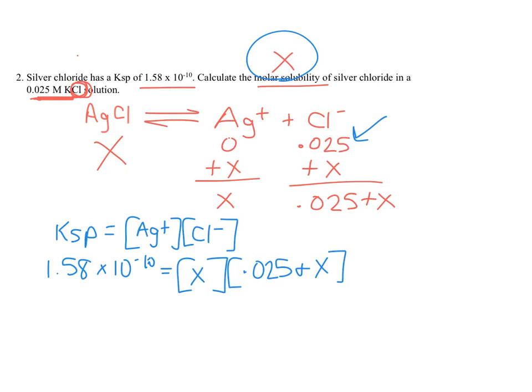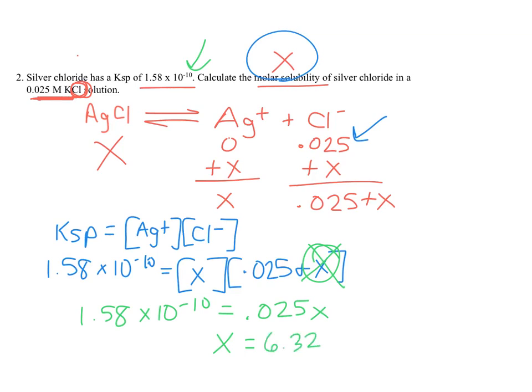Now, if I keep it like this, it's going to give me a quadratic equation when I distribute my X through. But remember that when I have a K value that is times 10 to the negative 5th or smaller, I can cross out any X variables that are added or subtracted because it's going to give me such a small number anyways. So then what this becomes is 1.58 times 10 to the negative 10 equals just 0.025X. So from there, much easier to solve for X, which is my molar solubility, which is 6.32 times 10 to the negative 9.